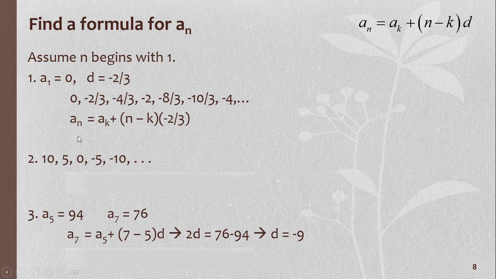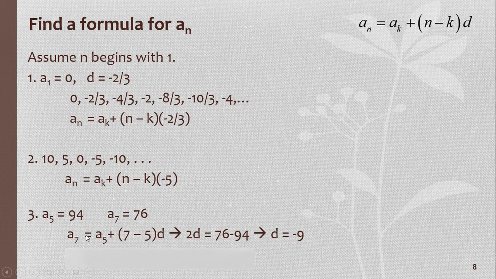Let's take a look at this one. 10, 5, 0, negative 5, negative 10. My difference is negative 5. So I could write it this way. Now this one's a little trickier. I've got a sub 5 is equal to 94. A sub 7 is equal to 76.